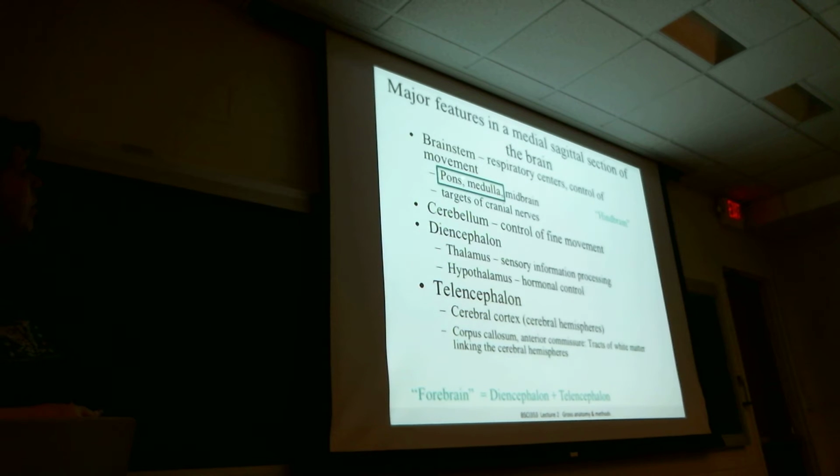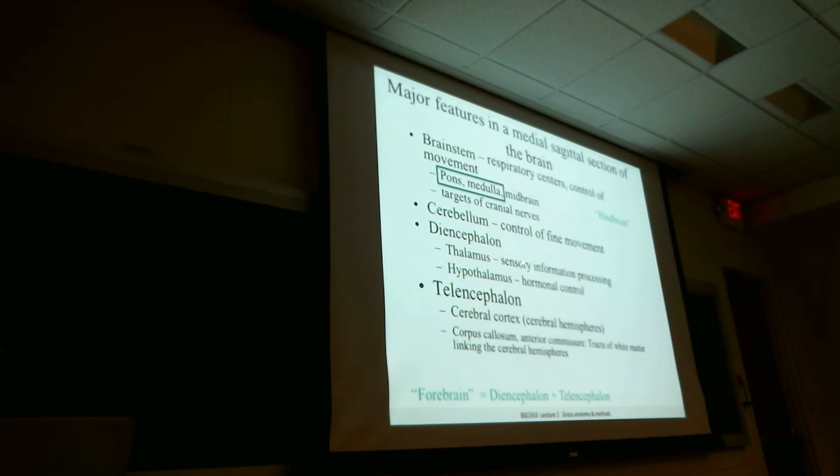The brainstem is really, really critical. If you have brainstem damage, it's a bad thing, because that controls your respiratory centers and often controls components of movement. It's composed of the pons, medulla, and the midbrain, and it's the target of a number of cranial nerves, which we'll get to in a minute.